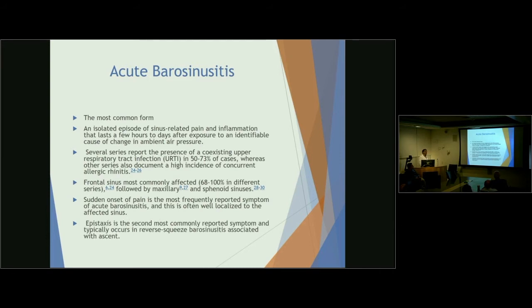Interestingly enough, epistaxis is the second most commonly reported symptom. Divers are familiar with epistaxis. It can happen when you are resurfacing fast and you are not doing all of those maneuvers that you're supposed to do, you can actually get epistaxis. It's a sign of decompression injury, barotrauma.